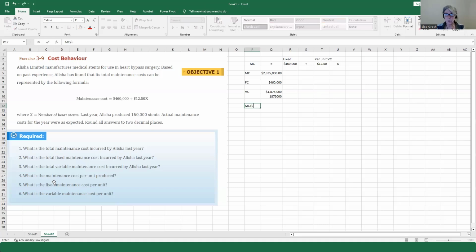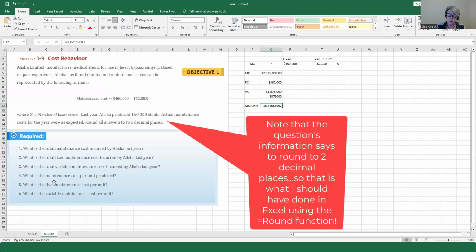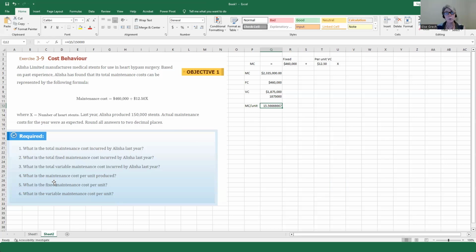What is the maintenance cost per unit produced? Maintenance cost per unit is going to be that 2,335,000 divided by the 150,000 units, which is $15.57 rounded. Be careful how you round, because that's going to make a difference when you're doing your homework assignments. So keep that in mind. Pay attention to the rounding rules or you're going to lose marks, which is very sad.